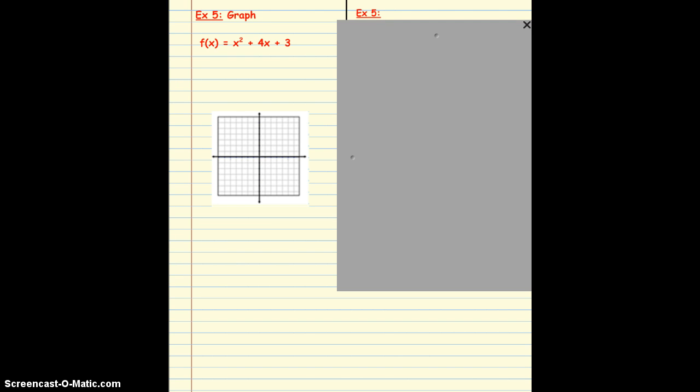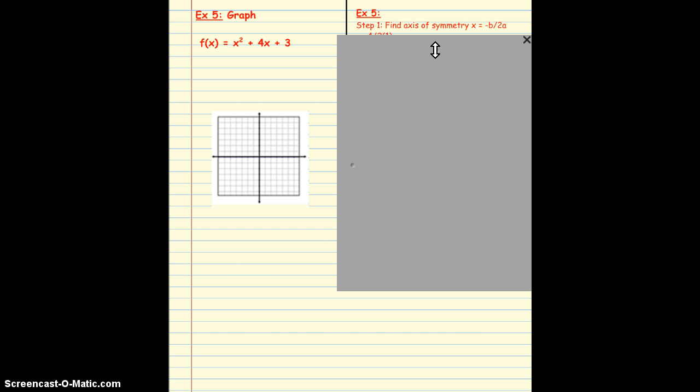All right, continue along. Example 5. We are now going to graph quadratic equations, given all of this information that we have learned. So we're going to graph f of x equals x squared plus 4x plus 3. Step number 1 is we need to find our axis of symmetry.